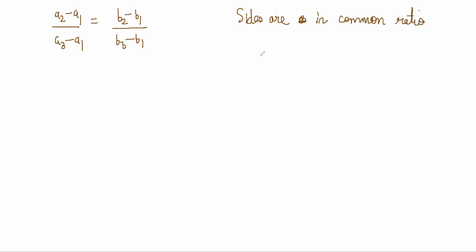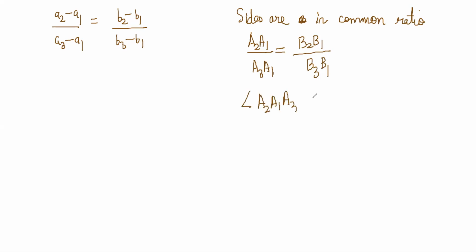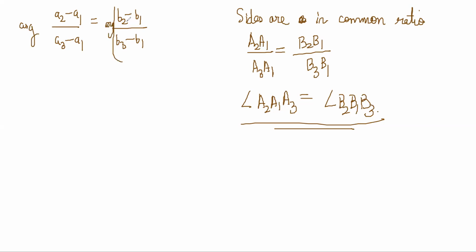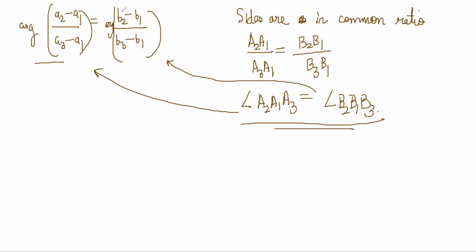And which sides are in common ratio? A2A1 by A3A1 is the same as B2B1 by B3B1, and this also means that the angle A2A1A3 is the same as angle B2B1B3, because you can take the argument on both sides, right? The argument of this is this angle only, right?